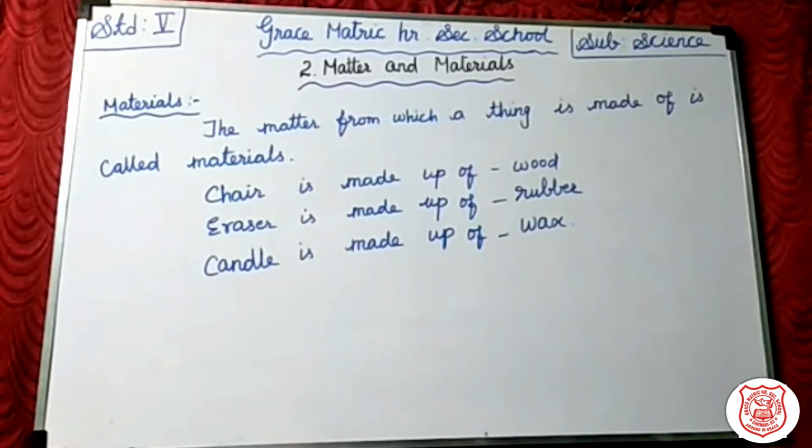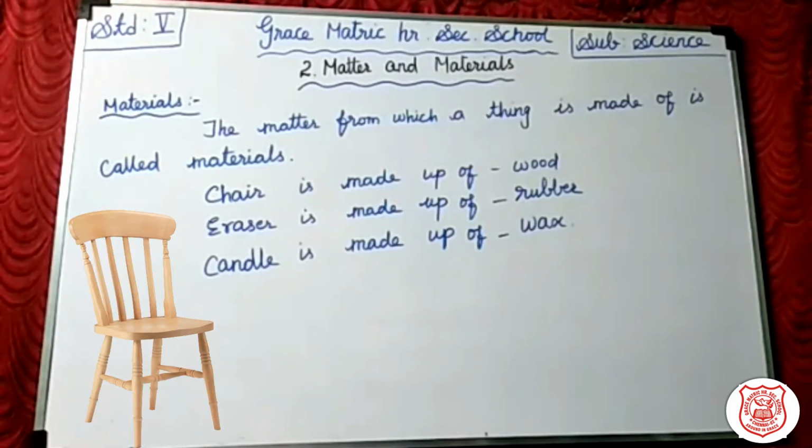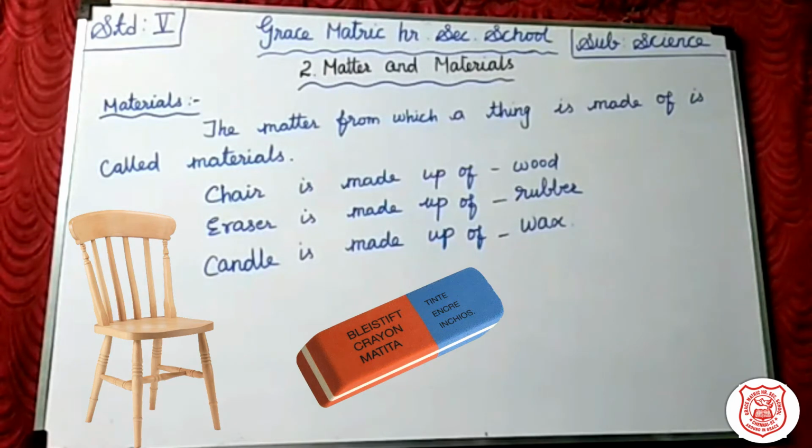Next, we'll move on to materials. The matter from which a thing is made is called material. So, what is material? The matter from which a thing is made is called material. For example, a chair is made of wood. An eraser is made up of rubber. A candle is made up of wax.